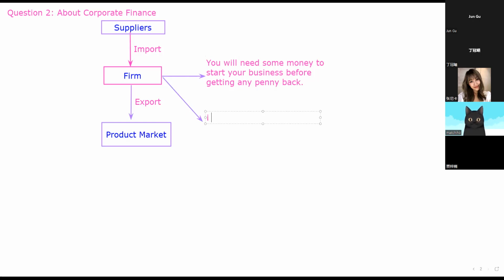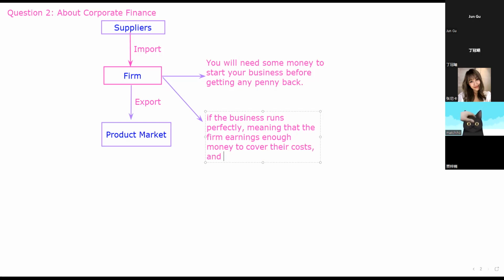if the business runs perfectly, meaning that the firm earns enough money to cover their costs. And what's more, they even have some extra cash that they have no idea what to do with. Well, that's a dream, right? We all hope that one day we can have enough money, and we have concerns about the money, like how to spend it.